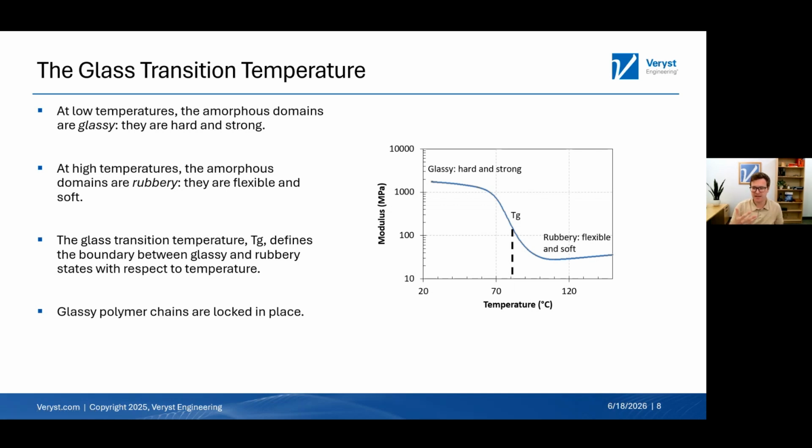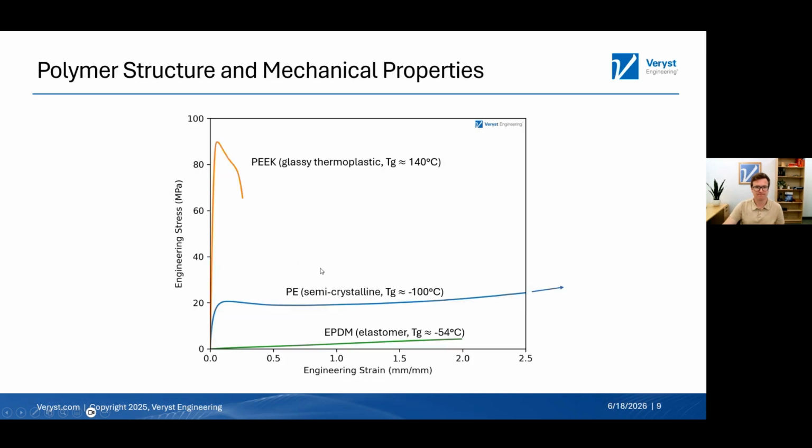And so it is tempting, and a relatively useful heuristic, to think of it as similar to a melting temperature. There are some thermodynamic reasons why that's not technically the case, but it is really the boundary between where you have a hard material and a much softer and more flexible material, and it's the temperature that defines that transition.